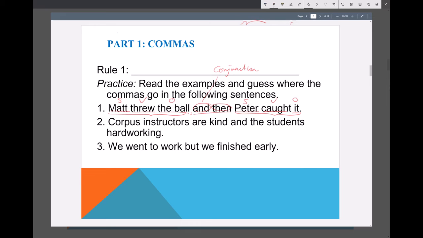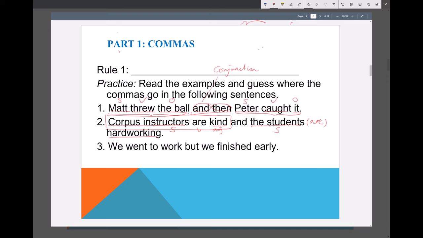Let's try sentence 2. Corpus instructors, so that's my subject right here, corpus instructors are, and then there's an adjective here. So that's one clause. Are kind. And then we have the students. So this is a way of writing that's a bit more technical. The students hardworking. There's an R here, but in your level, you can just write the R. Corpus instructors are kind and the students are hardworking.